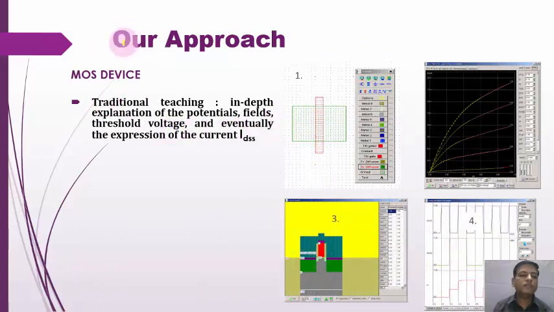So here is our approach. First, the MOS device. In traditional teaching, there is an in-depth explanation of potentials, fields, threshold voltage, and eventually the expression of the current IDSS.